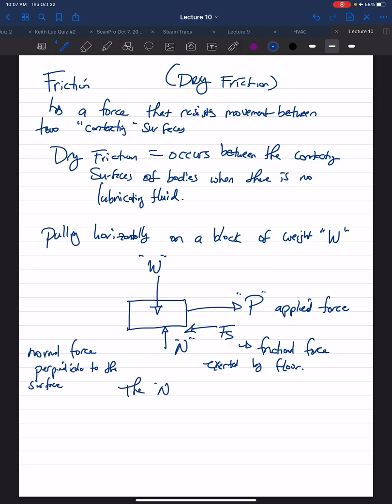The normal force acts a distance x away from the line of action of the weight W. And this is related to the tipping, to prevent the block from tipping. So we'll say tipping effect.